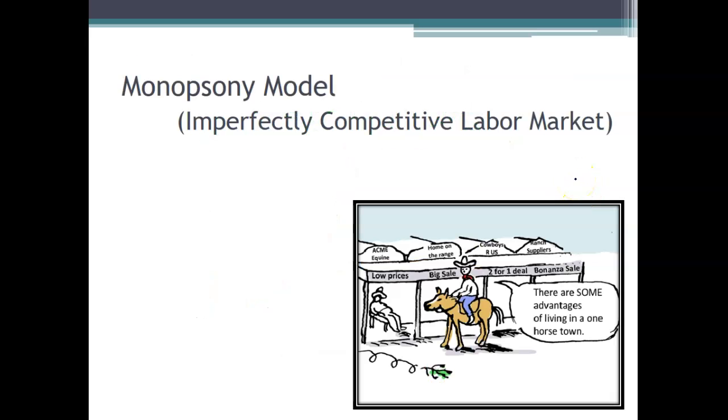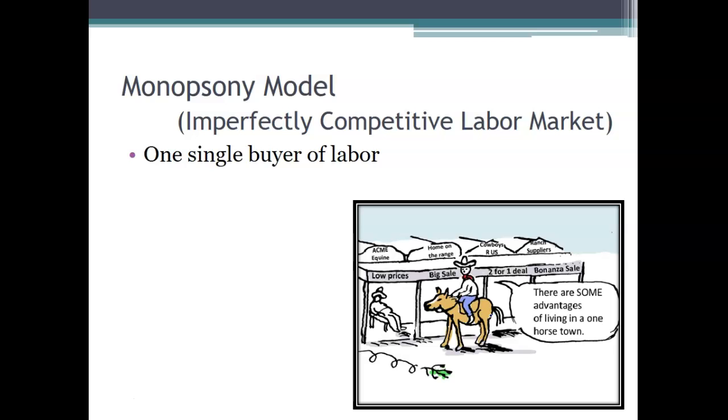The next model is the Monopsony model, or the imperfectly competitive labor markets. I really like this cartoon because it perfectly illustrates what we're talking about. We have the Acme Equine, Home on the Range, Cowboys R Us ranch suppliers, and they've got low prices, big sales, 2 for 1. And here the cowboy comes and says, there are some advantages of living in a one-horse town. What we're saying is, this one cowboy gets to determine the price he or she pays to have his horse in the stall that night.